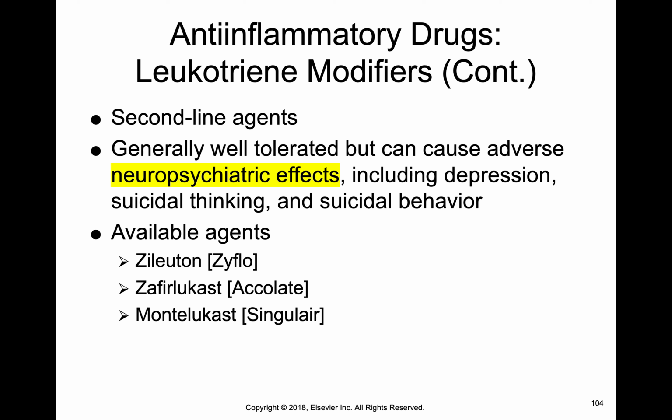They are second-line agents because they're all oral, and they're generally well tolerated. Several years back, there was a push by civil groups to put Singulair onto the over-the-counter market, and it was being reviewed by the FDA. But because of this rare effect, which has been known to happen, it can cause a neuropsychiatric effect such as suicidal ideation or depression, they decided not to, so that's why you don't see them over the counter. Otherwise, they're pretty safe medications.